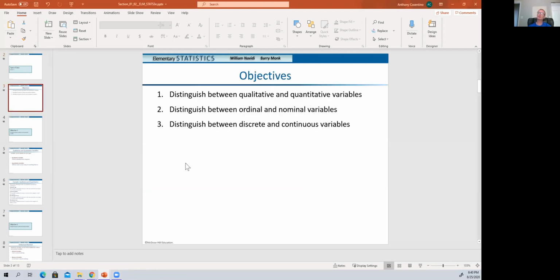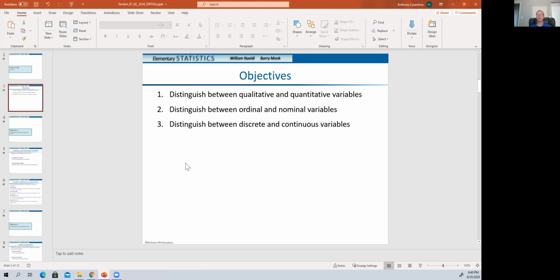So what we're going to do is talk about three different kinds of data. The first one is qualitative versus quantitative. And then the next one is to distinguish between what's called ordinal and nominal, which, in my opinion, is not that important. The first one and the third one are quite important. And the third one is this idea between a discrete and a continuous variable. That one actually is very important.